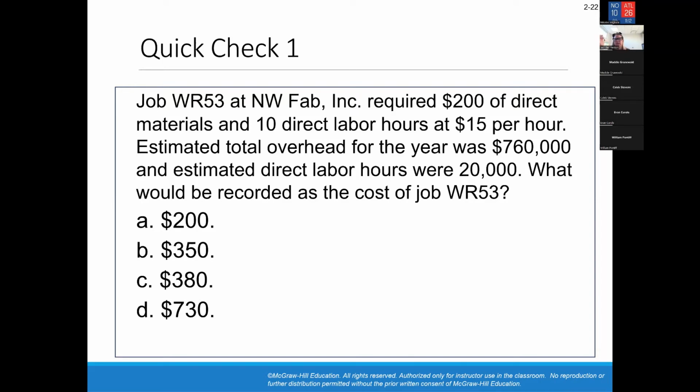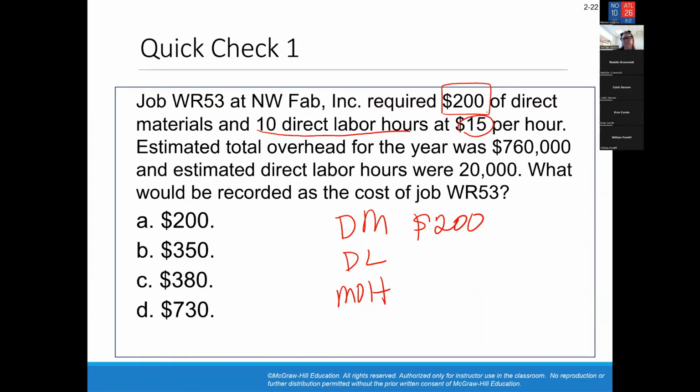Okay, so what is the cost that needs to be recorded? So let me see. I think I might have to select a pen, but let me just see. Okay. So what do we have for direct materials? It tells us right here, $200. So we're going to have 200 for direct materials. We have direct labor, manufacturing overhead. So we want our 3 pieces. So now we have our direct labor hours. So it's saying we have 10 hours at 15. So 10 times 15. So what's my total here?